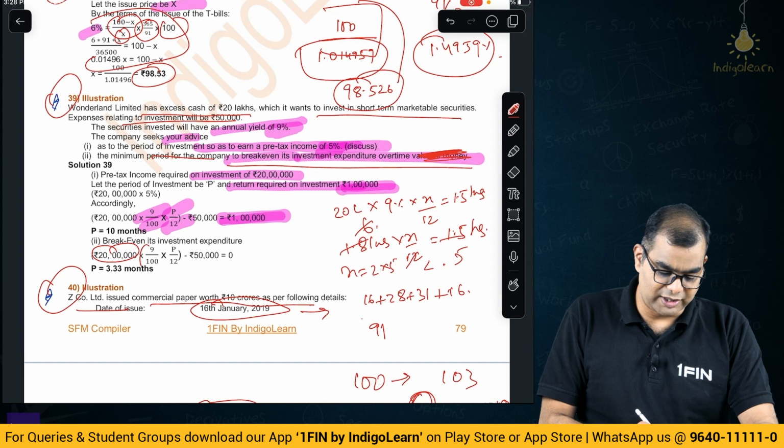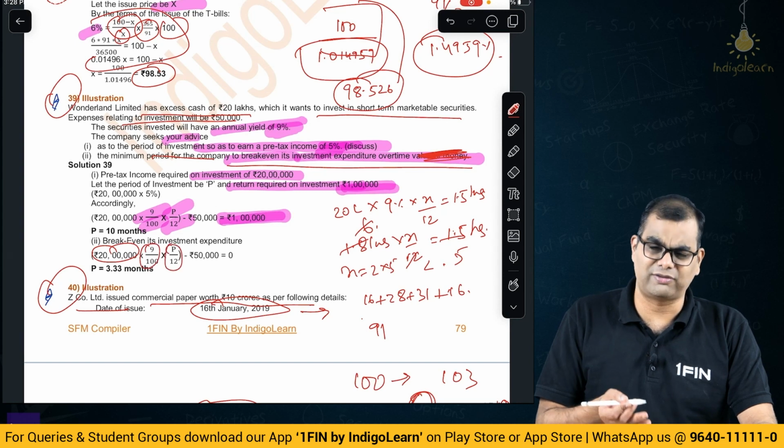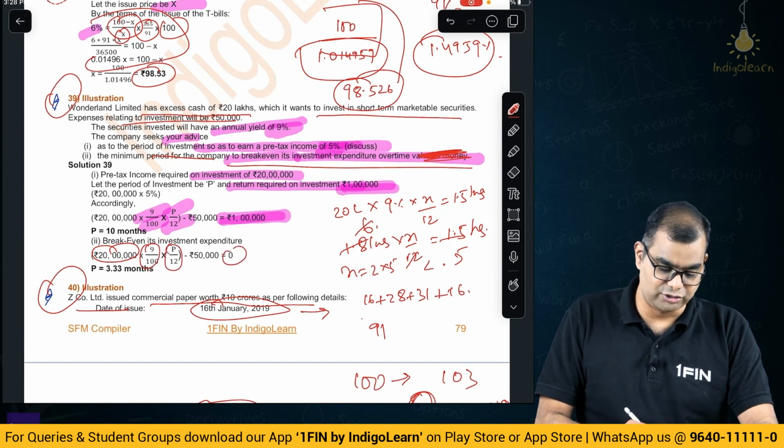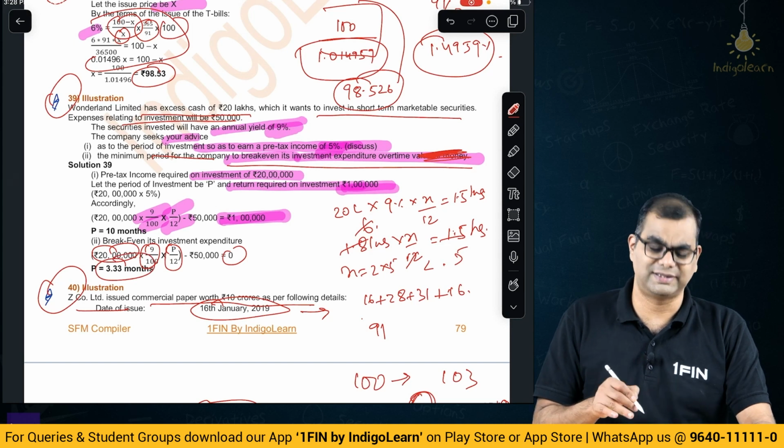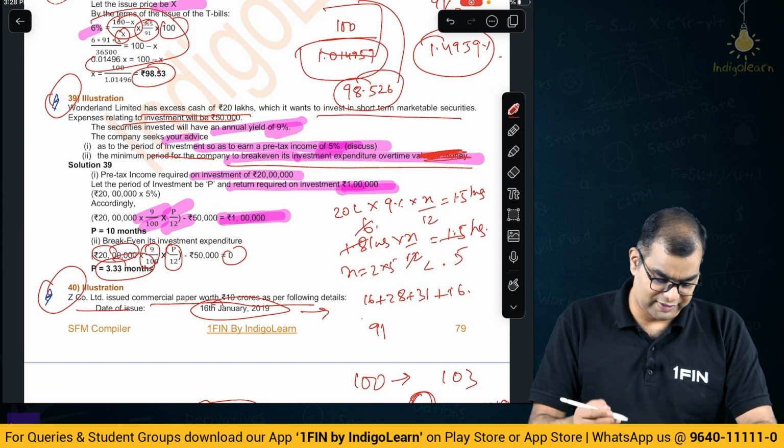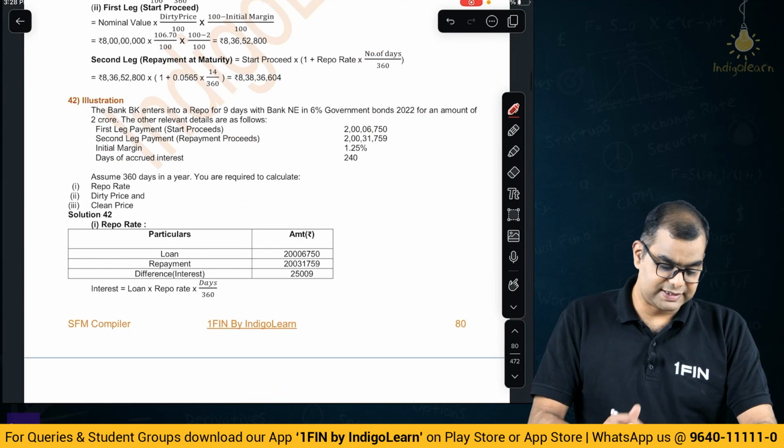So, 20 lakhs into 9 by 100 into p by 12 minus 50,000 is equal to 0. You solve for p, you get a value of 3.3. This again is a very simple question. I don't know why they have asked a question like this. Let us take this question.